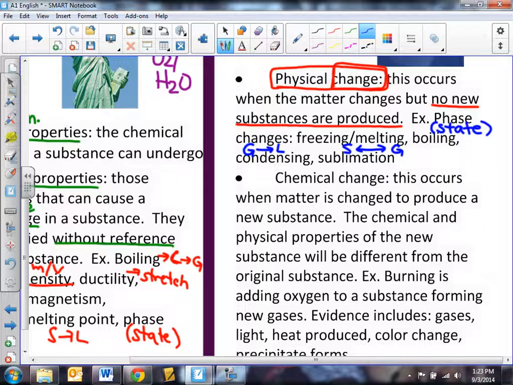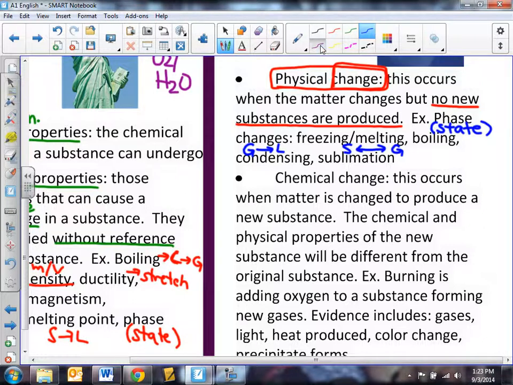So a physical change occurs when the matter changes, but I don't have a new substance. State changes are really the obvious ones. But anytime I do something to a substance that hasn't actually caused a chemical reaction, that would be a physical change. So heating something up, cooling it down, mixing it with something else, those are all things that are physical.